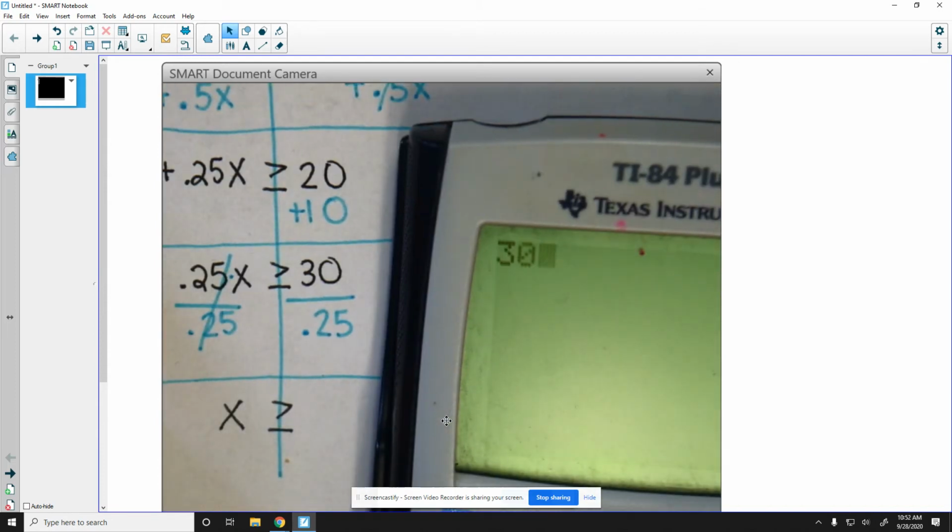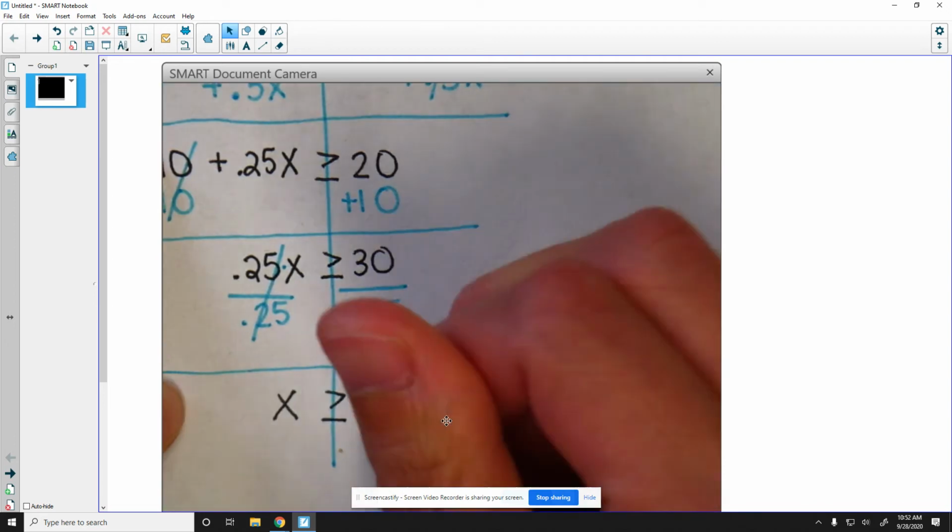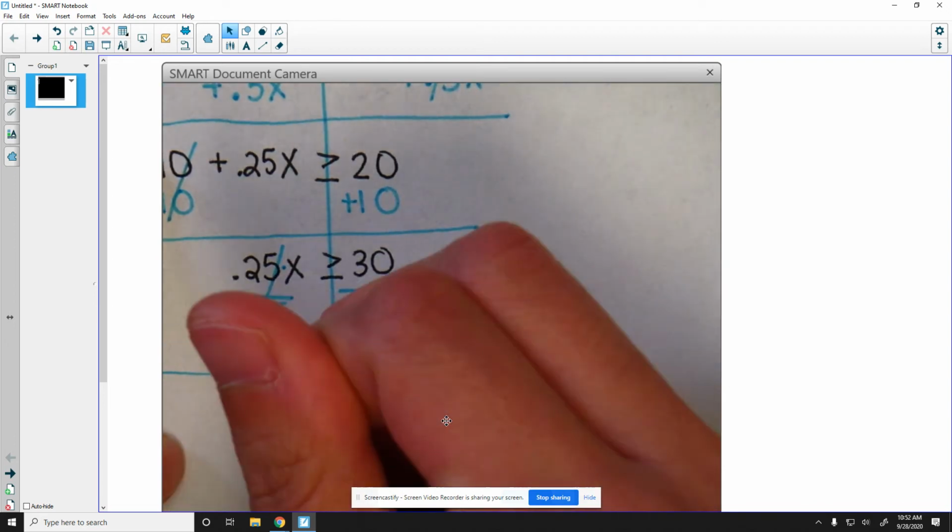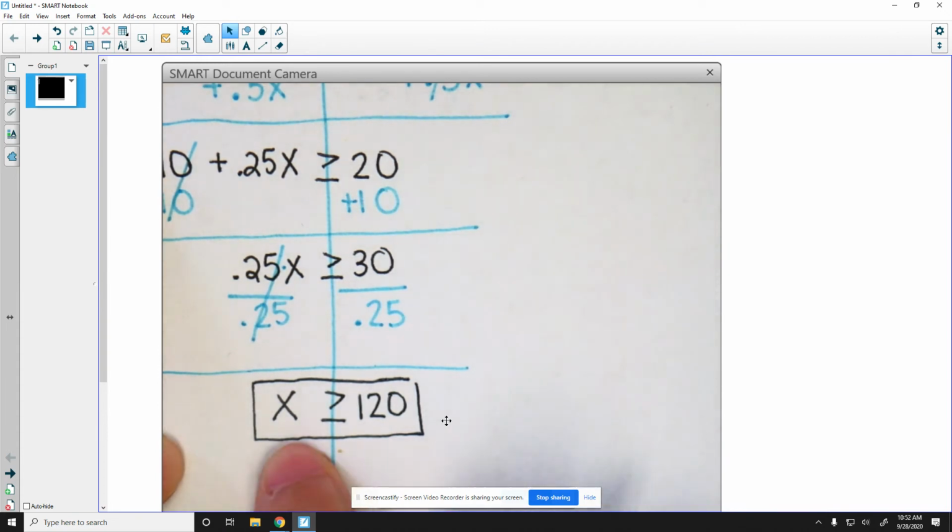30 divided by 0.25, I get 120. Okay, so what does this answer mean? This answer means that your answer could be 120 or anything bigger than that, because it's greater than or equal to 120. So your answer could be any possible number that's 120 or larger. But that's how we do a problem like that.